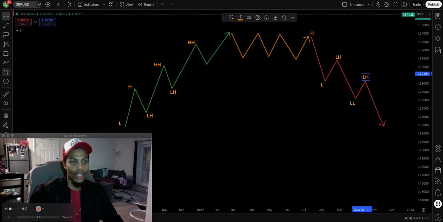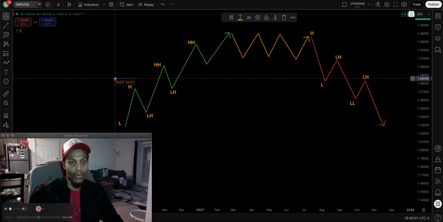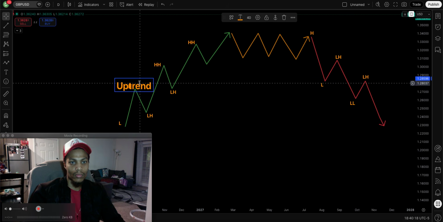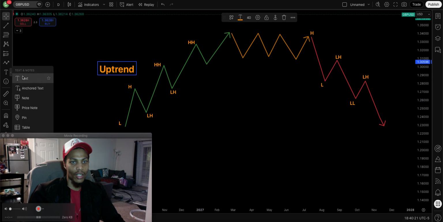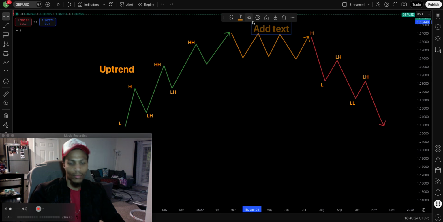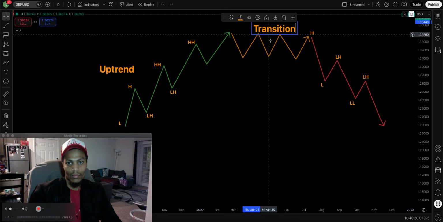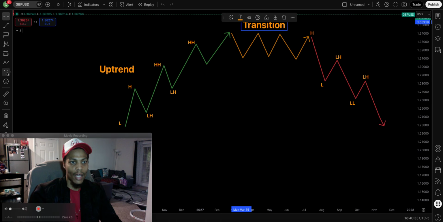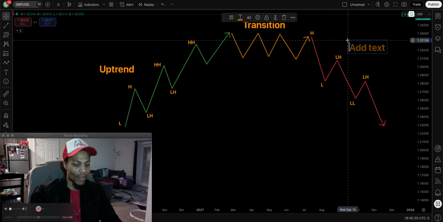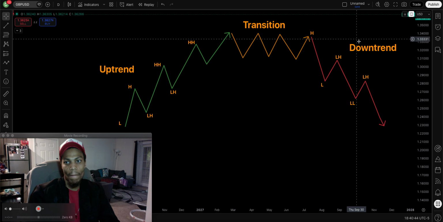These are our three phases of a trend. We have our uptrend, we have our transition phase, and then we have our downtrend. These are the three main phases of a trend. And this happens on every single time frame, and this pattern repeats every single time.